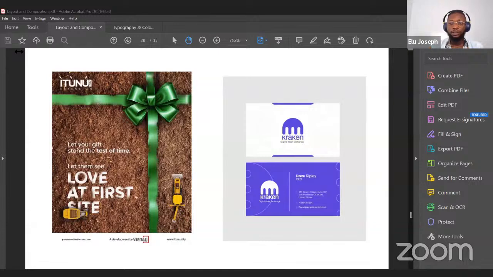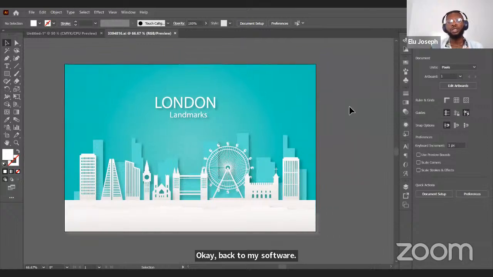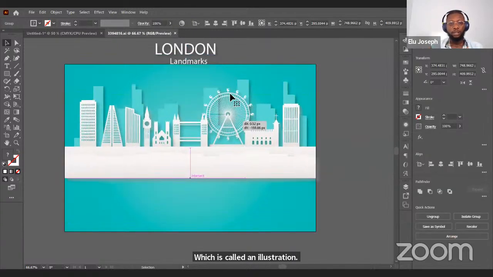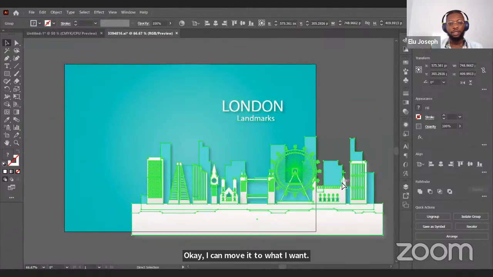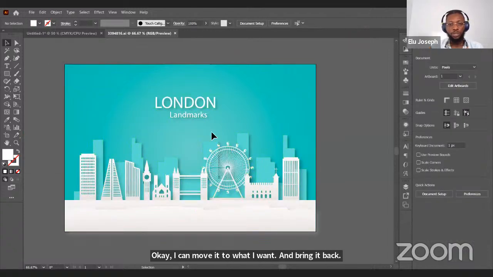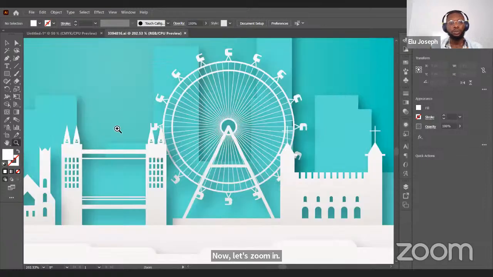Okay, back to my software. This is an image, but this is a vector image, which is called an illustration. You can see I can move it to where I want and bring it back. Now, let's zoom in. The idea is to see if it gets blurry or not.